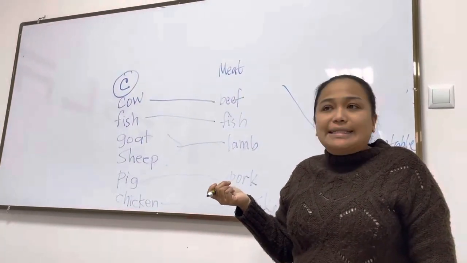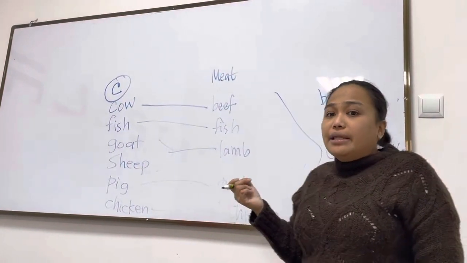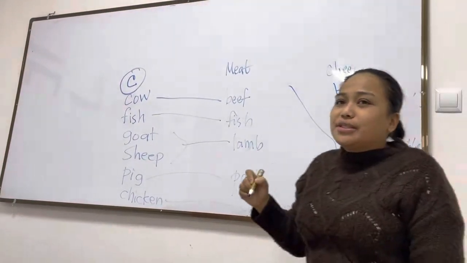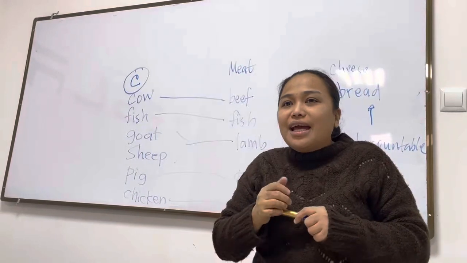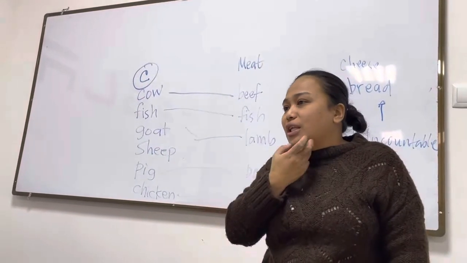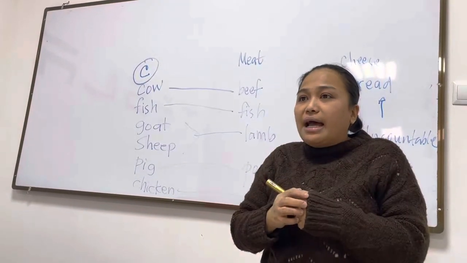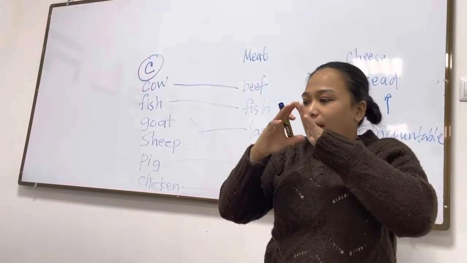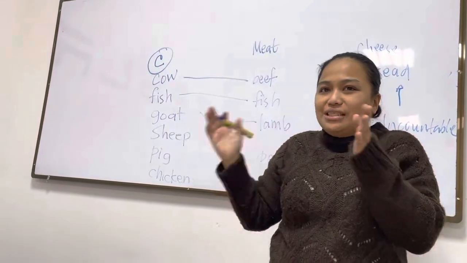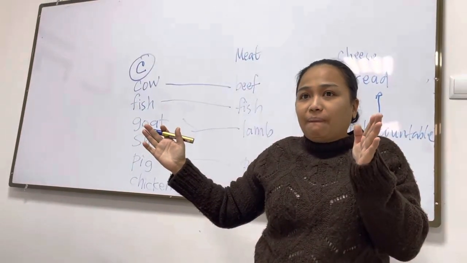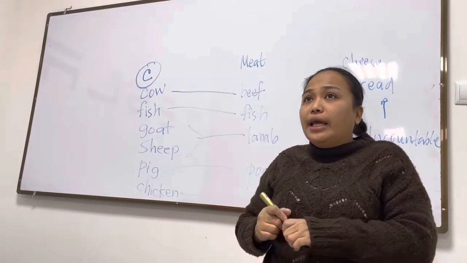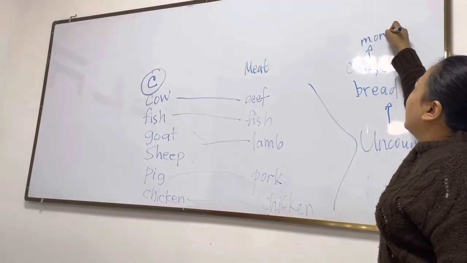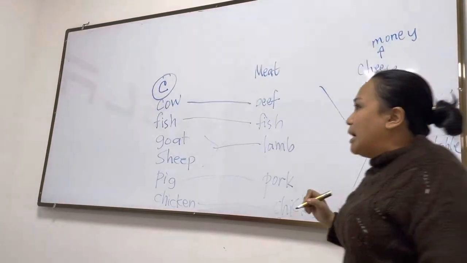You cannot say breads, only bread. Another one. Cheese, the same thing. When you go to the supermarket, you cannot say, give me one somoni cheese. No, you can buy 10 somoni cheese, which is one block, or you can buy the whole 100 somoni cheese, which is like this. Understood? And talking about money.